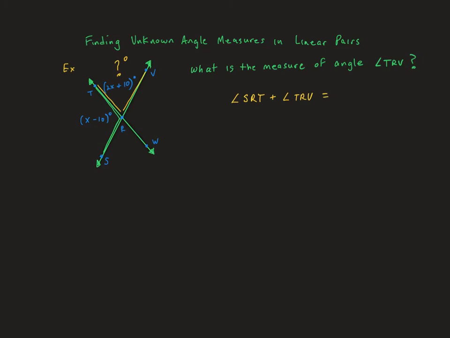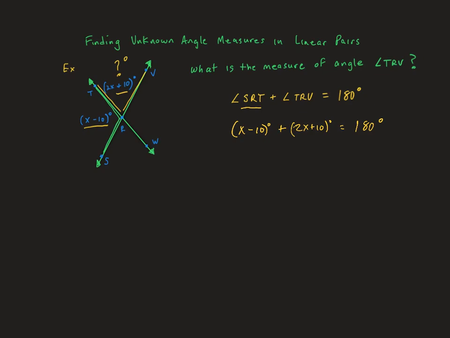Well, if they are linear pairs, they have opposite rays. Hopefully you guys know that they are going to be equal to 180 degrees. They're supplementary because of this straight line right here. It's a straight angle. So if that's the case, then I can do some substitution. I know that SRT is equal to x minus 10 degrees plus angle TRV is going to be equal to 2x plus 10 degrees. And those are both added together going to be equal to 180 degrees.